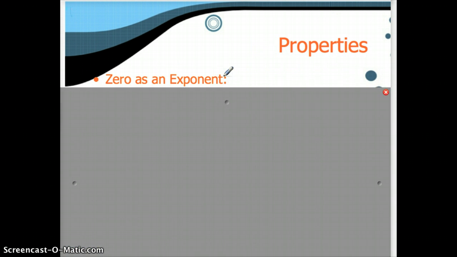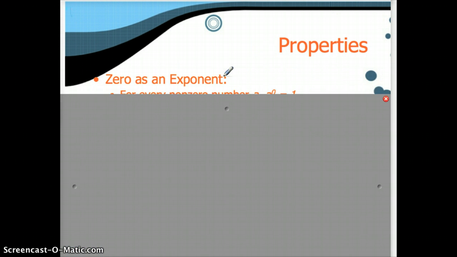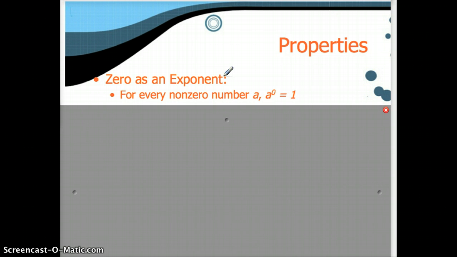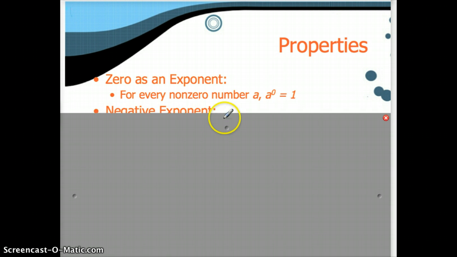Our property is the first one. When you have 0 as an exponent, for every non-zero number a, a to the 0 is always 1. That means you take any number to the power of 0, and you get 1, unless you've taken 0 to the 0, and you get an undefined answer.